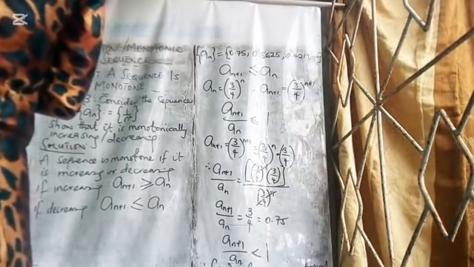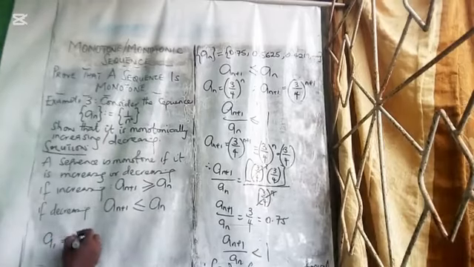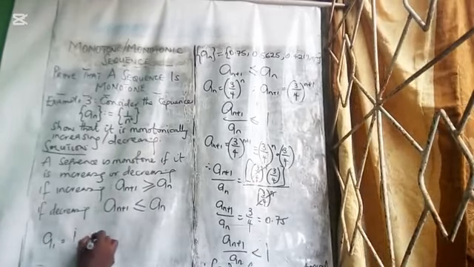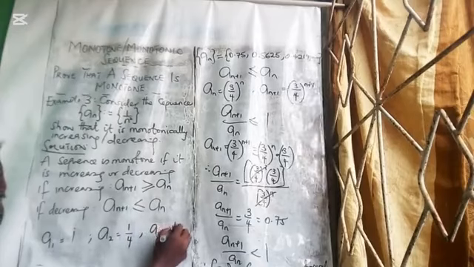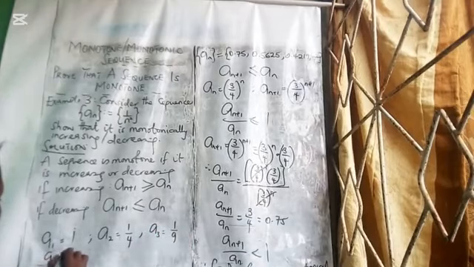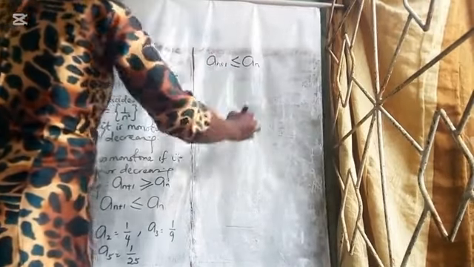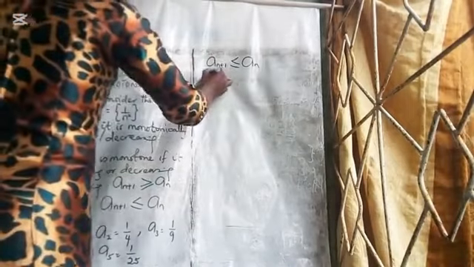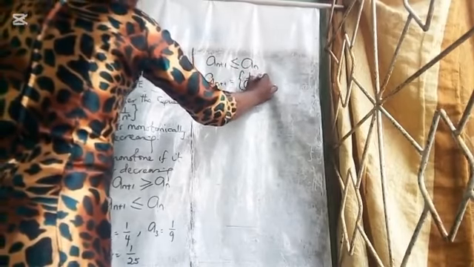Let's consider the terms of the sequence. What are the terms of this sequence? A1 is what? 1. A2 is what? 1 over 4. A3, 1 over 9. A4, 1 over 16. A sub n plus 1 less than or equal to a sub n. First, what will be our a sub n plus 1? That will be what? 1 over n plus 1 squared.